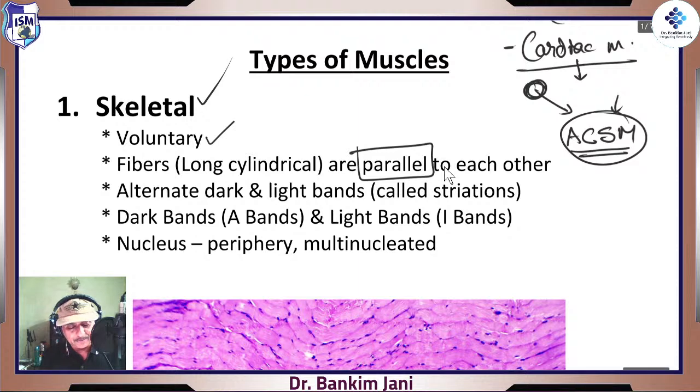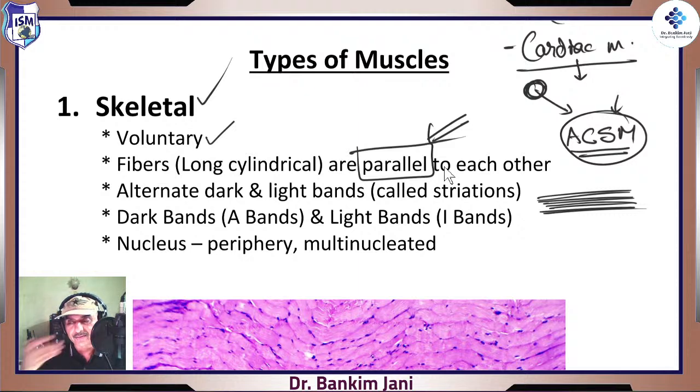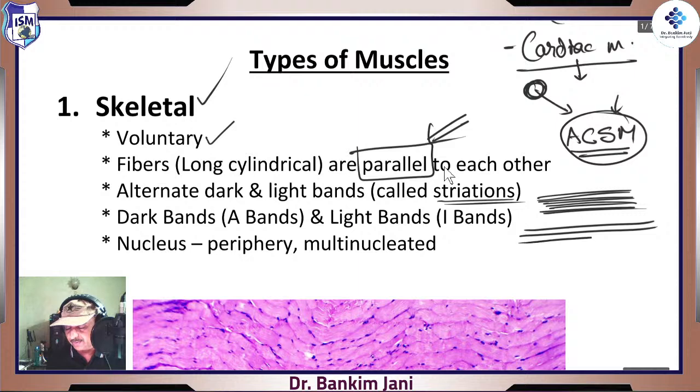Okay, so starting with skeletal muscle, the voluntary fibers are long, cylindrical, and parallel. These are the parallel fibers. They have alternate dark and light bands, that's why they are called striations. That means they look like strips, because one is dark, one is light, one is dark, one is light. So it looks like they are all in some pattern.